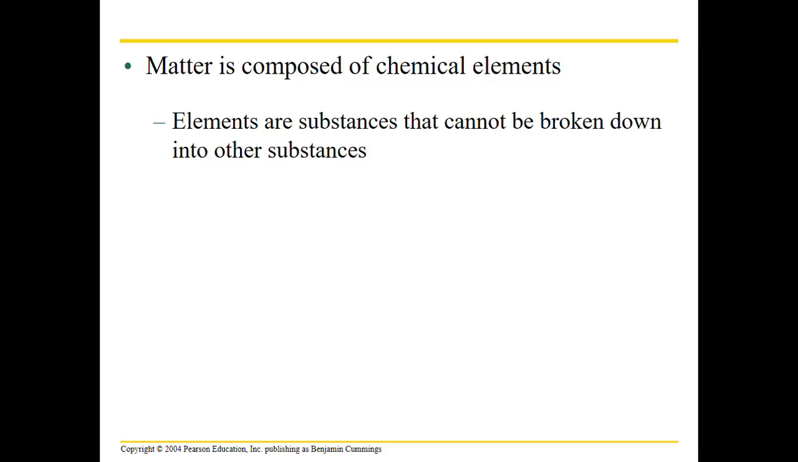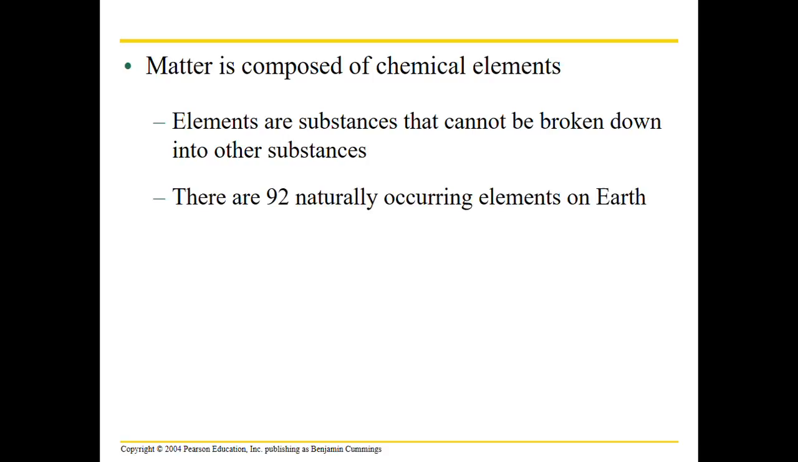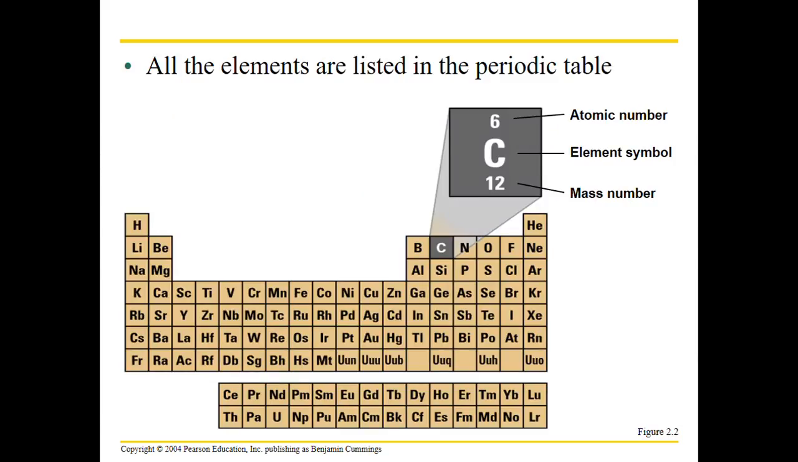Elements are substances that cannot be broken down into other substances. And matter is composed of all of these. There are 92 naturally occurring elements on Earth, and we're going to look at these on this periodic table. When you look at this periodic table, you notice that all of these elements are arranged in a specific order. And they're arranged by the atomic number, right here. So hydrogen would have an atomic number of 1, helium 2, lithium 3, 4, 5, and then we get to carbon, which is 6. The atomic number is telling you how many protons are in that atom.